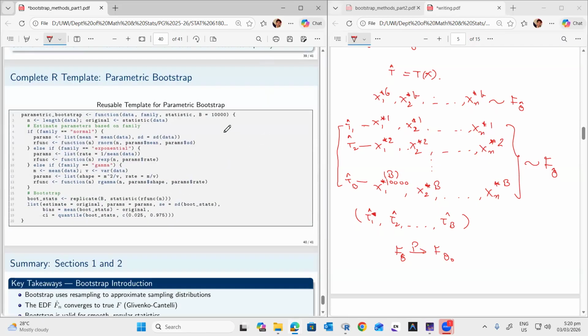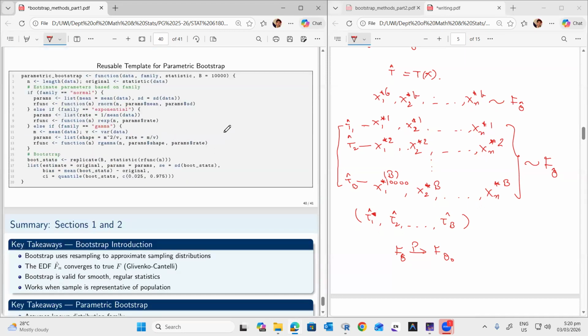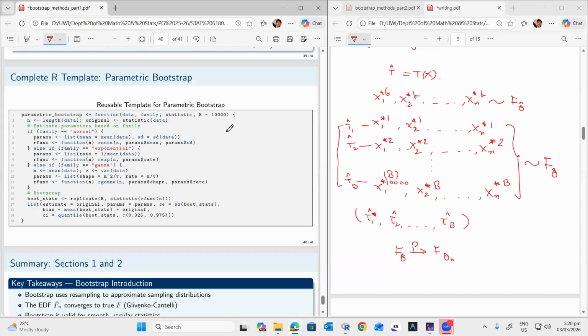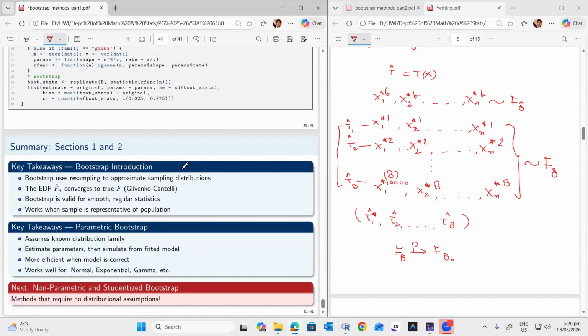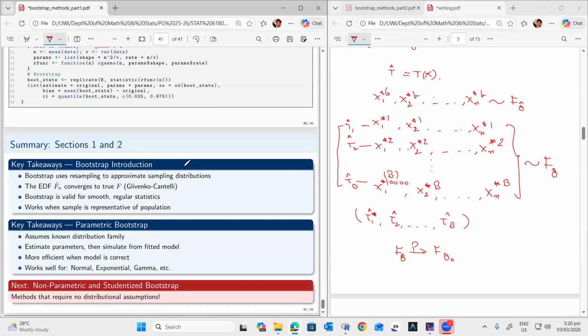So this is the template for the parametric bootstrap that I am providing you. Here, in the family you can change the distribution, and in the data you can change the data, and the other things remain as they are. Then you can go for exponential, gamma, normal, whatever you want. All right, so that was your parametric bootstrap methods.